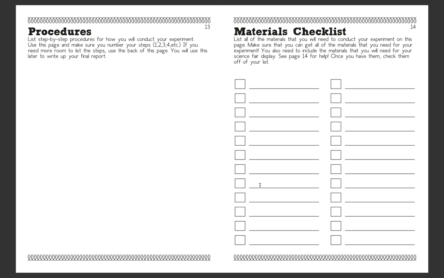Next, on page 14, you'll see the materials checklist. This is where you're going to include all of the materials that you need in order to conduct your experiment. So make sure, again, you are being specific with your materials and that you are including units. Again, once you write down all of your materials, you can then transfer them over onto your PowerPoint slide.